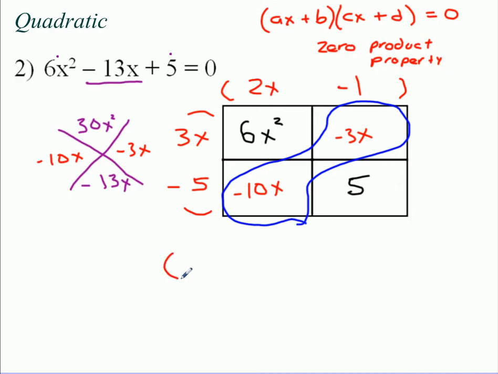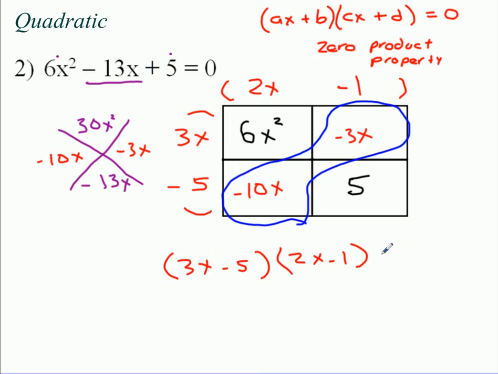So 3x minus 5 times 2x minus 1. When I multiply those together, I get 6x squared minus 3x minus 10x plus 5. And then combining like terms would give me the trinomial that I started out with.